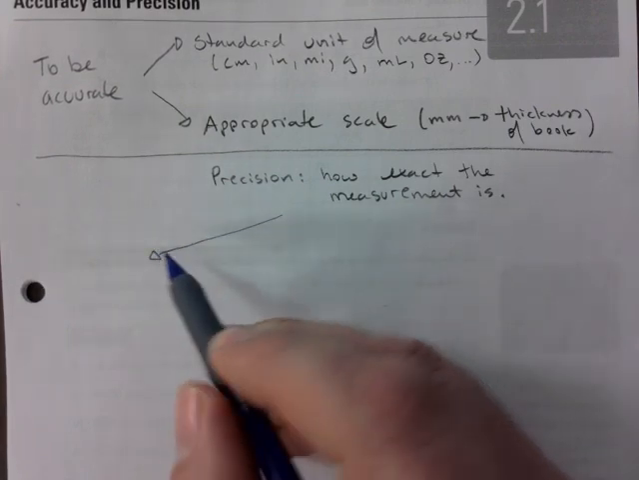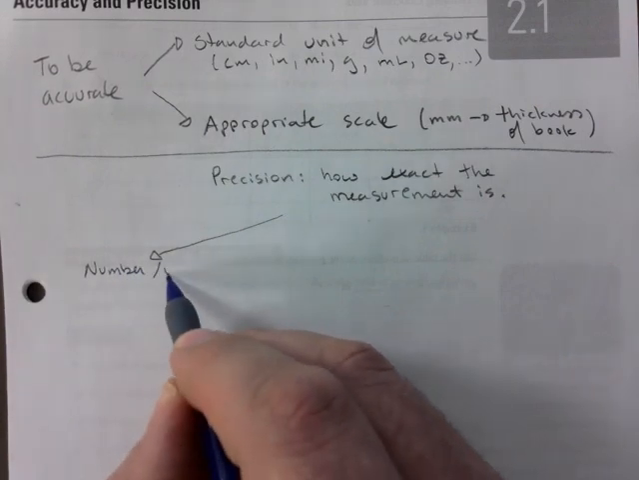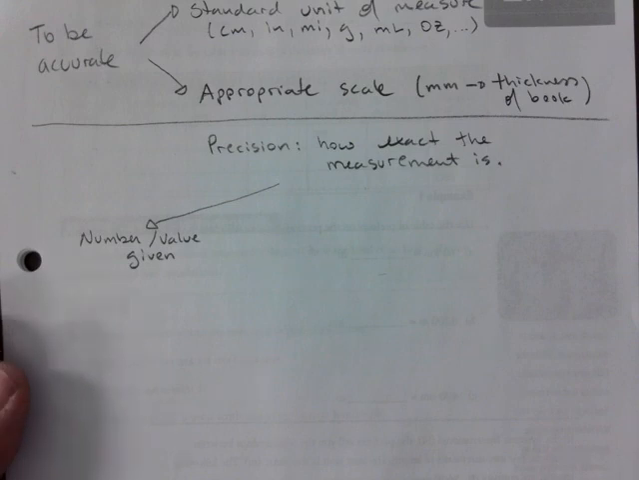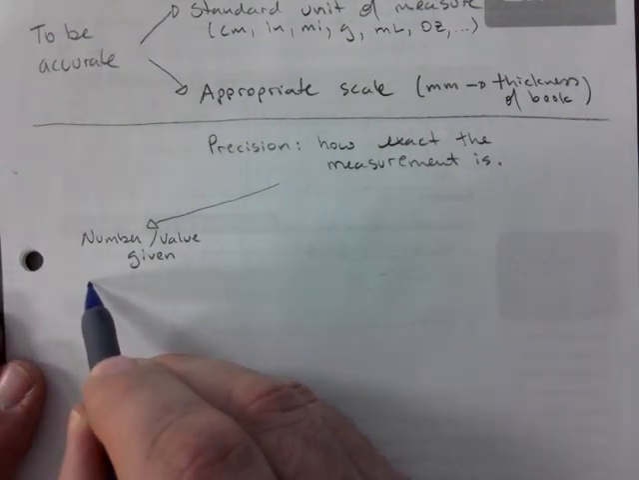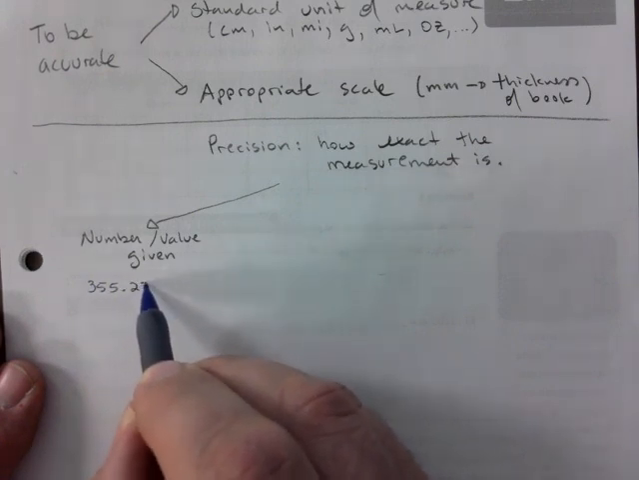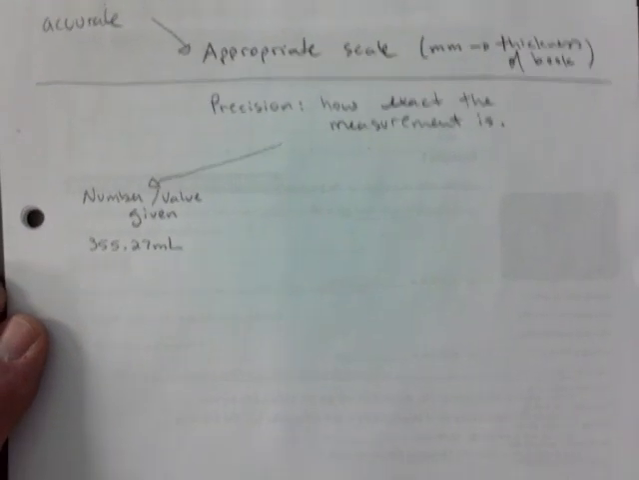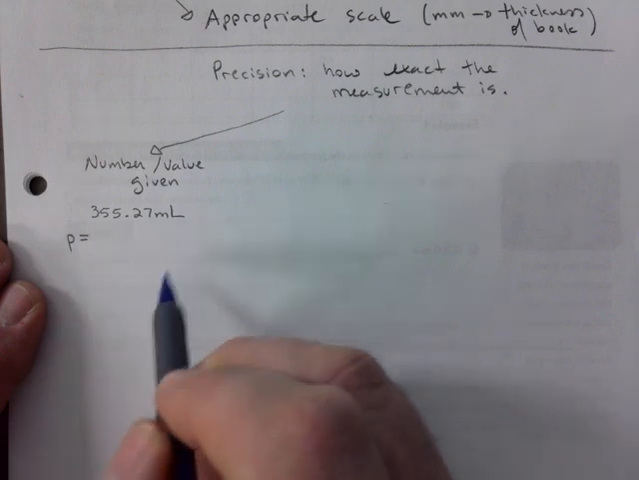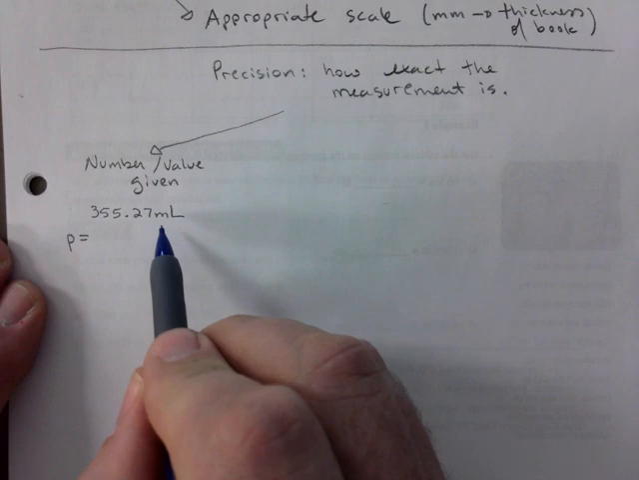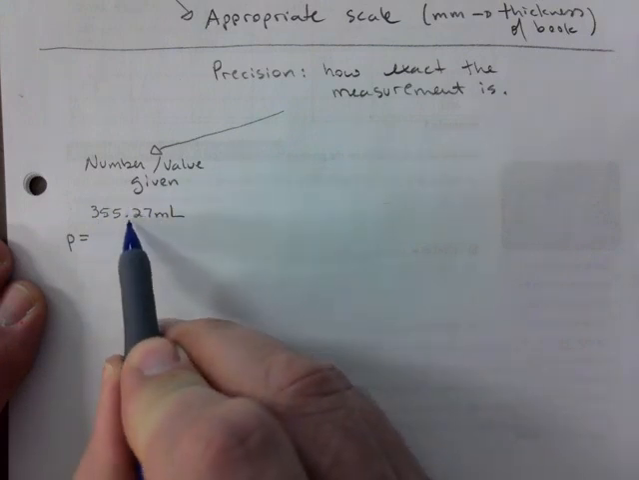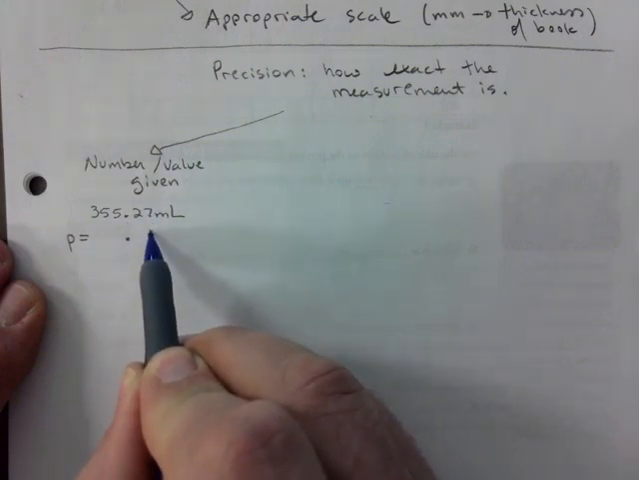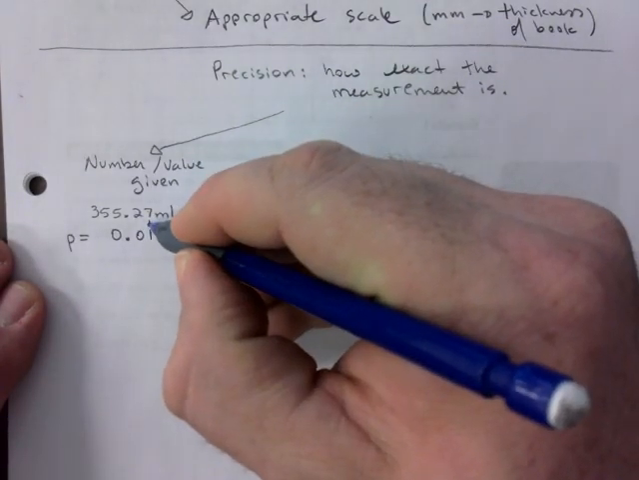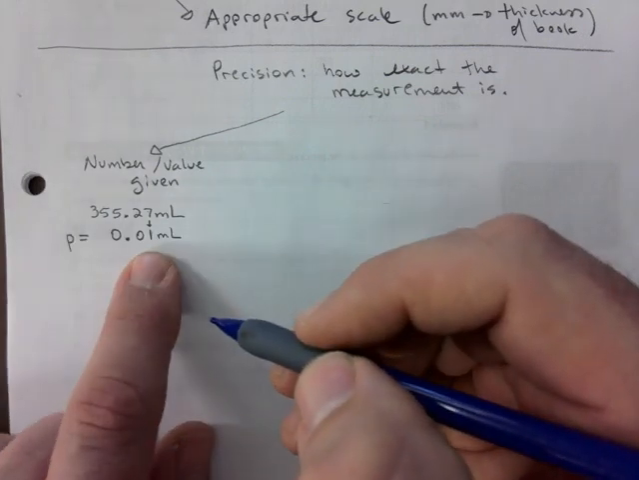If it's just a number or value given. Number or value is given. So for example, let's say a container has 355.27 milliliters. What would be the precision in this particular case? What would we assume about the measuring device that has been used to come up with this measurement? We are assuming that it is precise up to this last digit right there. So we put a 1 down and we fill everything in with zeros. So this value right here gives us the precision. Same units, that's the precision.